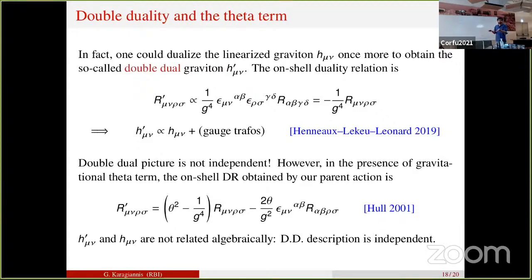And in fact, this leads to the observation that the double dual description should be independent if one includes the theta term inside. It's quite interesting, I think.